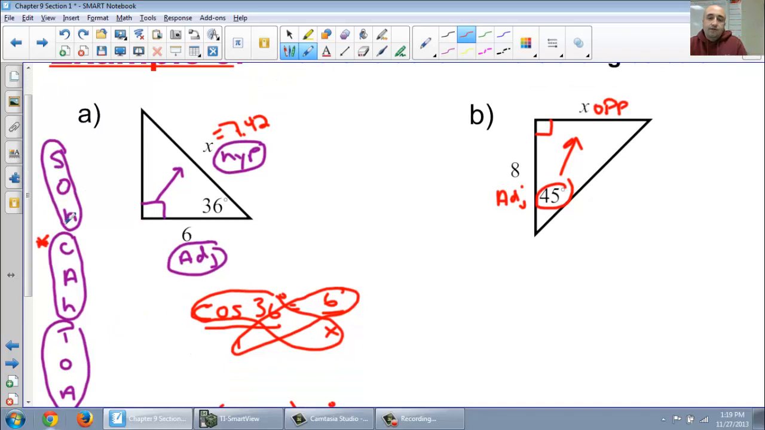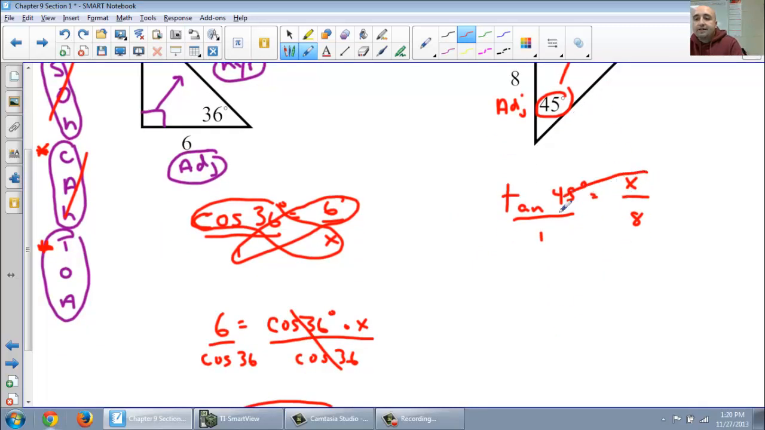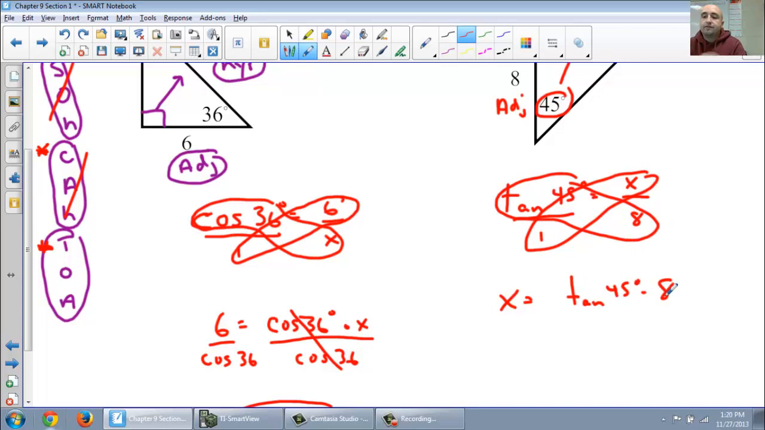Sine is opposite and hypotenuse, that doesn't work. Cosine is adjacent over hypotenuse, that doesn't work. If you notice, tangent is opposite and adjacent. So tangent of 45 degrees equals opposite, which is x, over adjacent, which is 8. Put tan of 45 over 1, cross multiply. x times 1 is x. Tan of 45 degrees times 8.